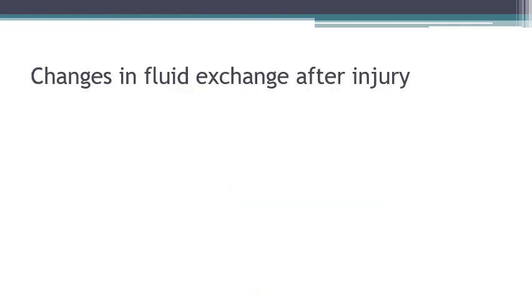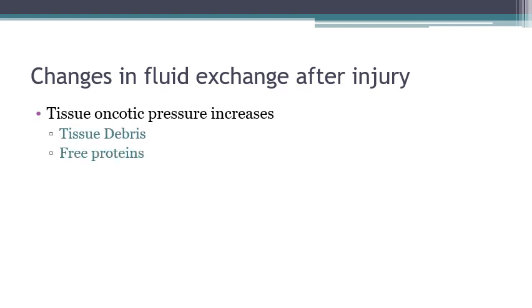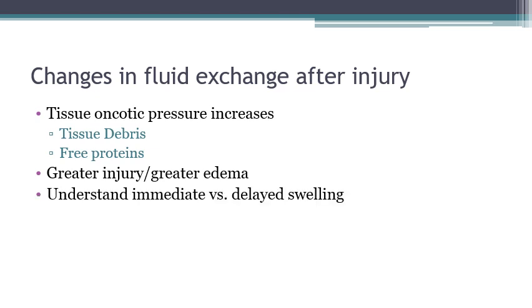So, changes in fluid after injury, just what we talked about: the tissue osmotic, or as we're saying here, oncotic pressure is going to increase. The reason why is the tissue debris in the presence of free proteins. Okay. Again, the greater the injury, the greater the edema. So that's going to cause, again, more injury. Obviously, secondary injury is also going to possibly contribute to that. So we want to, again, try to limit that as best we can.